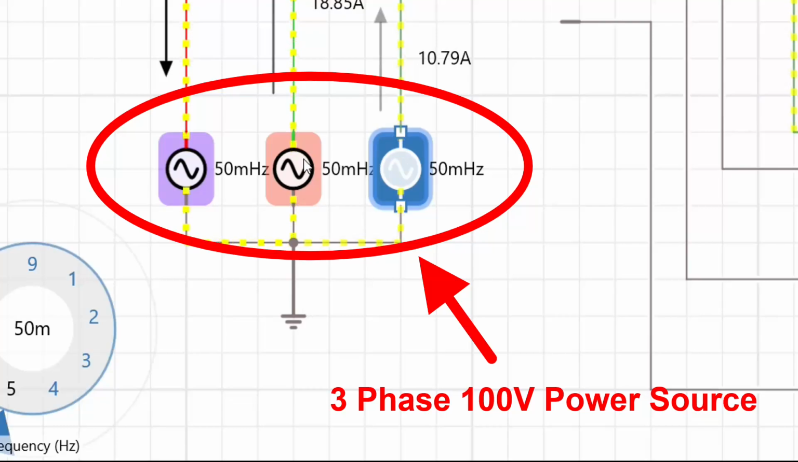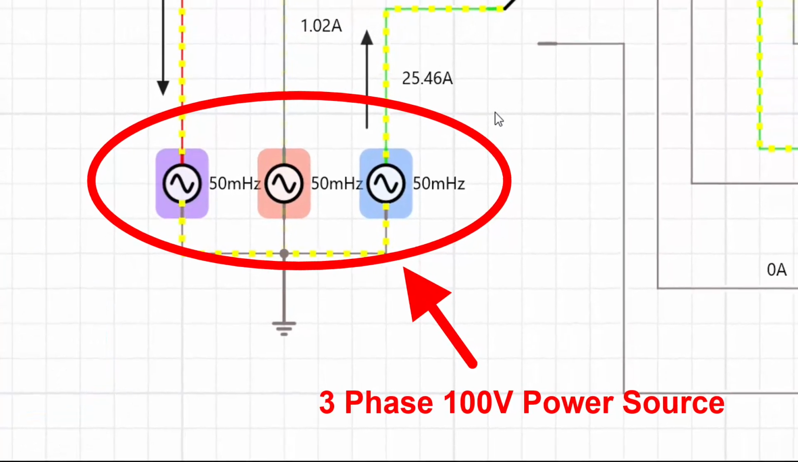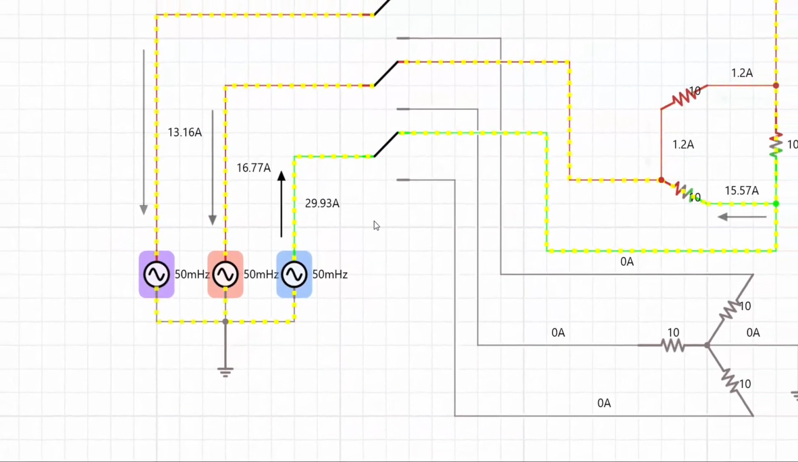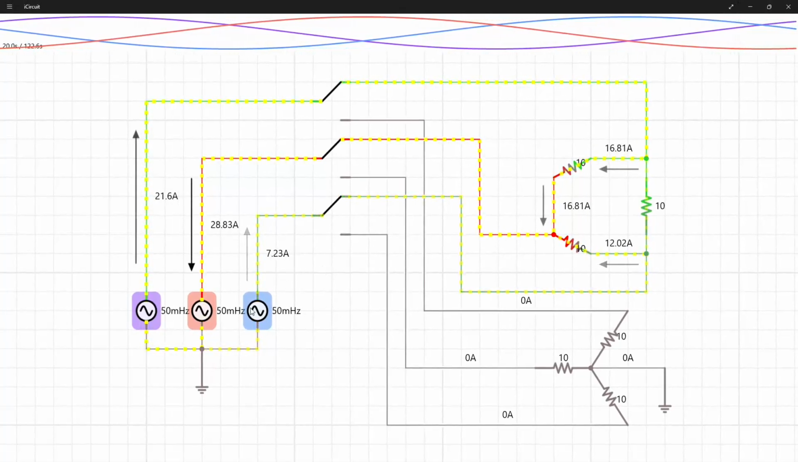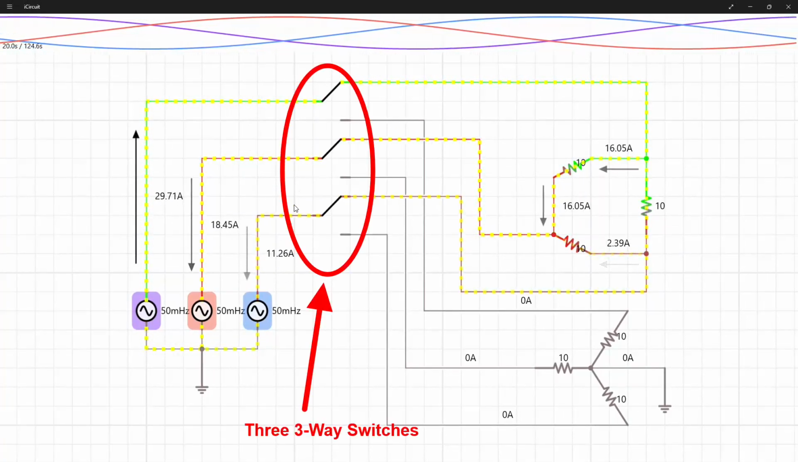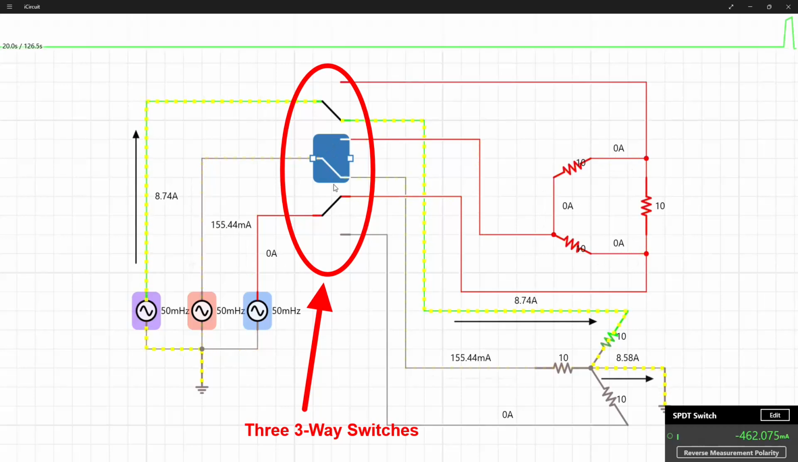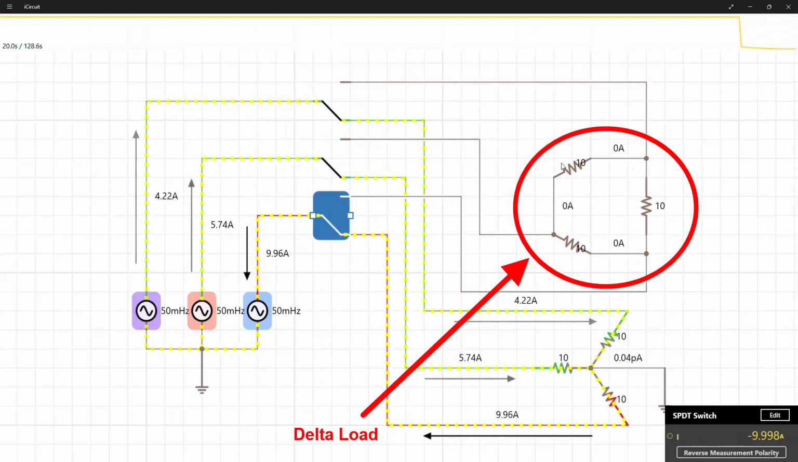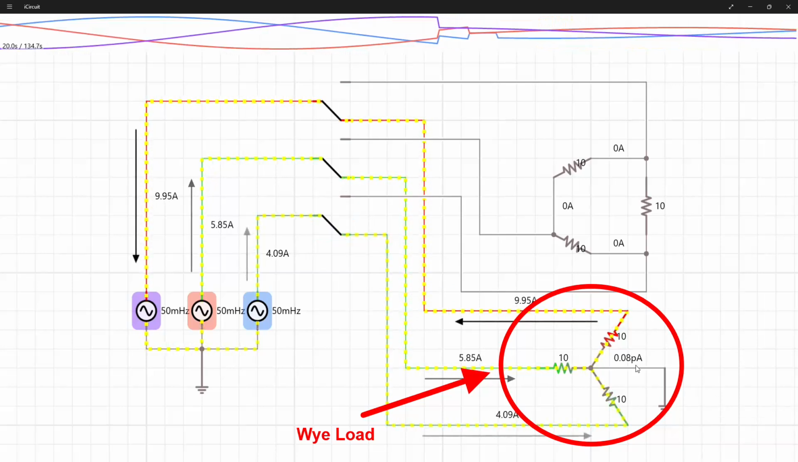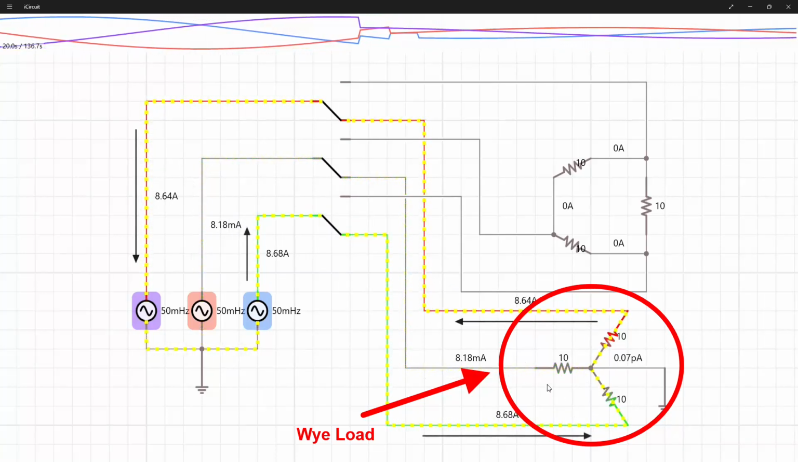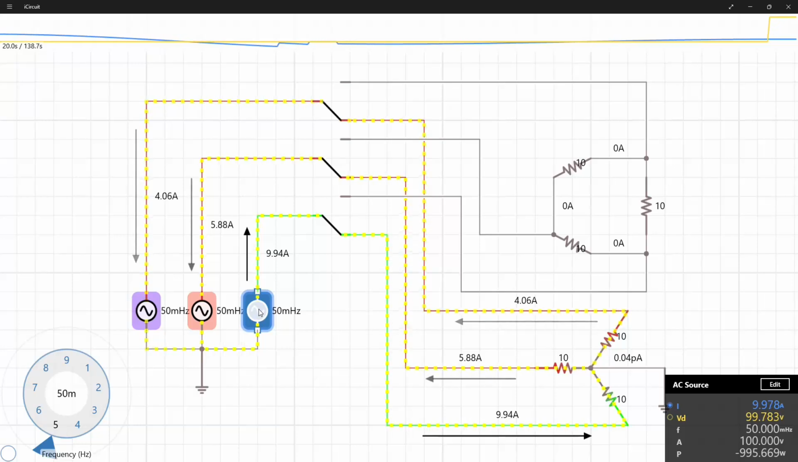Each one of these sources is an AC source with a voltage amplitude of 100 volts, and it's just a three-phase source, so it's phase A, phase B, and phase C. And I have three switches here that I can tell it to turn on the upper load, which is a delta, or right now the lower load, which is a Y. And so we can actually just look at currents through each of these, and then we could click on the source, and we can look at the load that's going out.